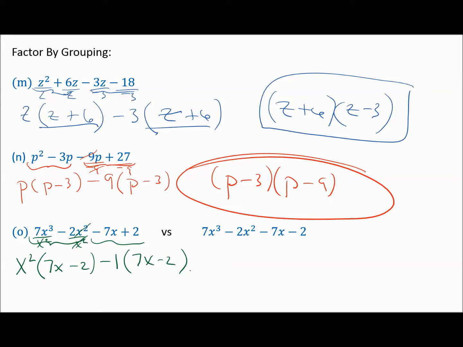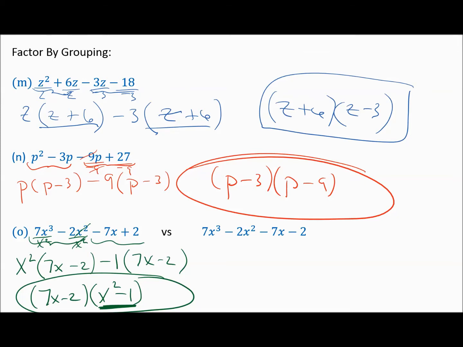Now don't stop there, you're not finished. You have to write the one that matches, 7x minus 2, times what's remaining out front, which is x squared minus 1. Now in the future, we're going to be able to factor x squared minus 1 more. But right now we don't have those skills. We're just doing factor by grouping and greatest common factor.